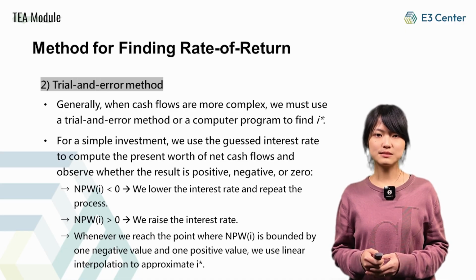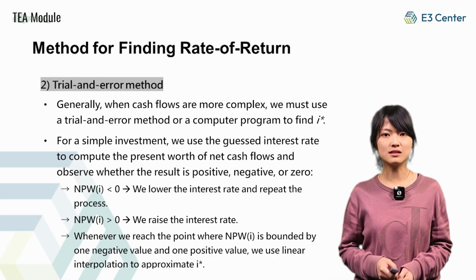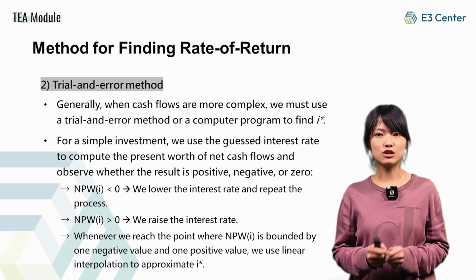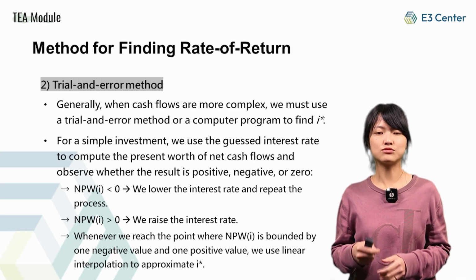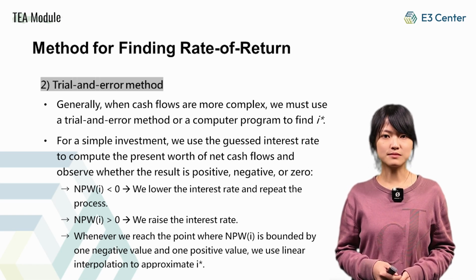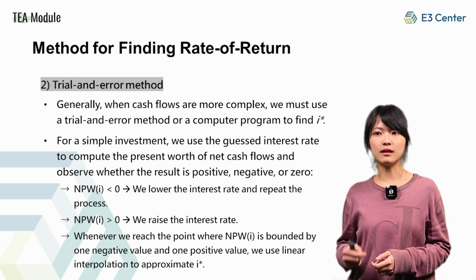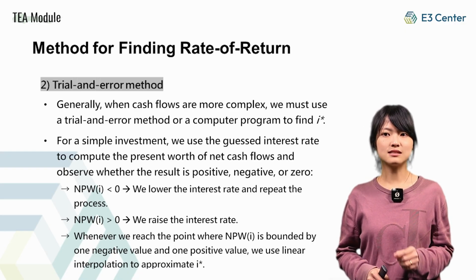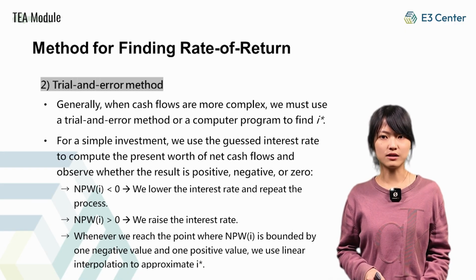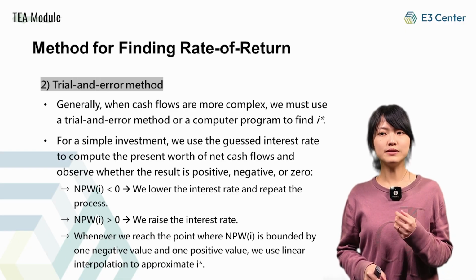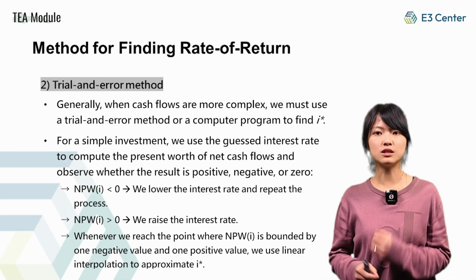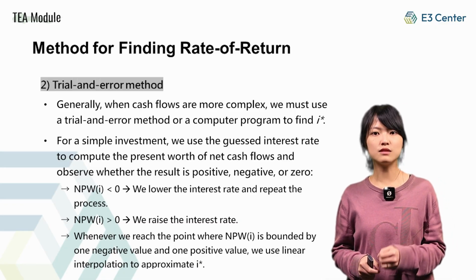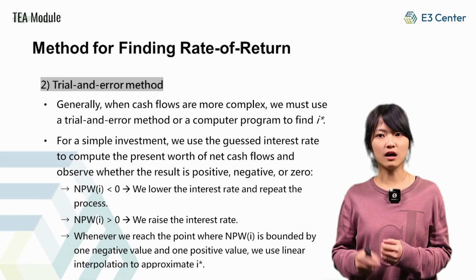For the second one, trial and error method, a practical and also widely used approach to find the rate of return, especially when direct solutions are not applicable or straightforward. At its core, the trial and error method is an iterative process. For simple investment, the process begins with an educated guess of the potential rate of return. And using this estimate, we calculate the net present value of the cash flows. If the NPV does not equal 0, we adjust our guess depending on whether the NPV is positive or negative, and then we recalculate that.